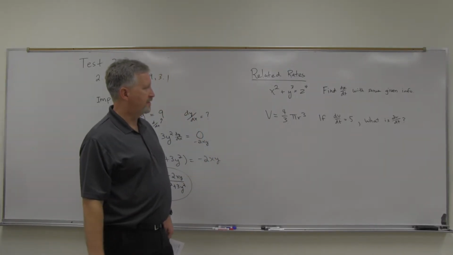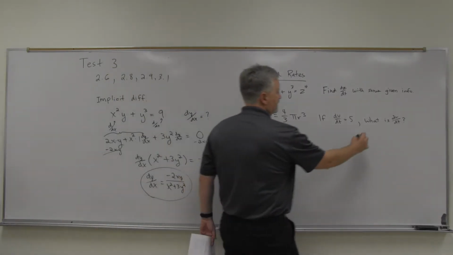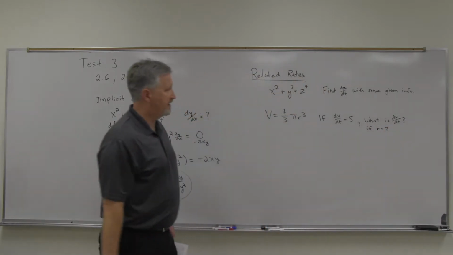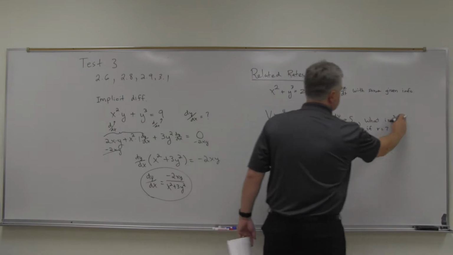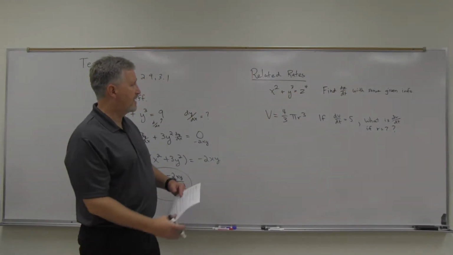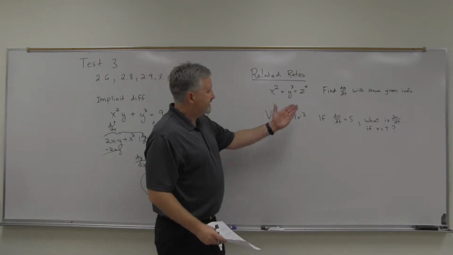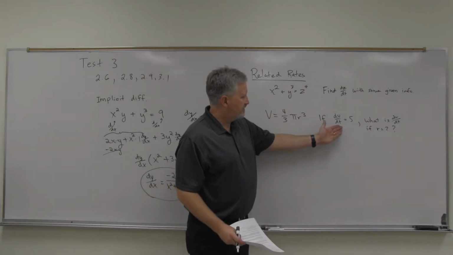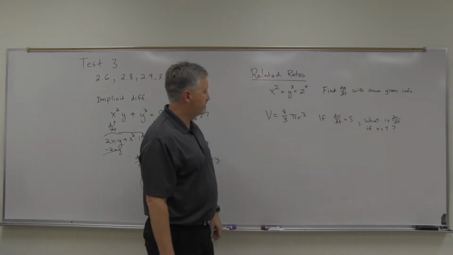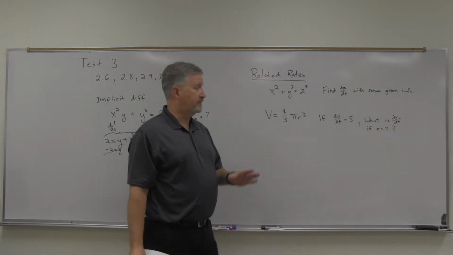I think you need to know r there too. Something like that. That type of problem. Yeah, so you've got a known formula, and you know dV over dt, and the radius here is 7. So if you know that information, what's dr/dt?